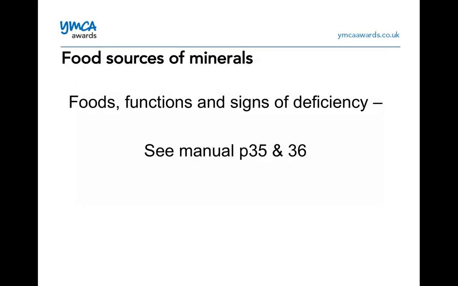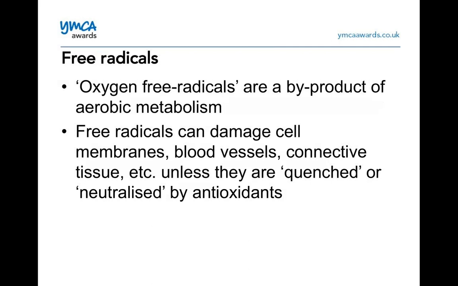Again, food sources, functions and signs of deficiency are found in the manuals between pages 35 and 36 to give you a really good insight. There are, again, journal articles and other information that you can get on the internet. In the back of your books, you've got some reference material as well, where you can have a look at the different texts where they got the information from. Does anyone know what a free radical is?